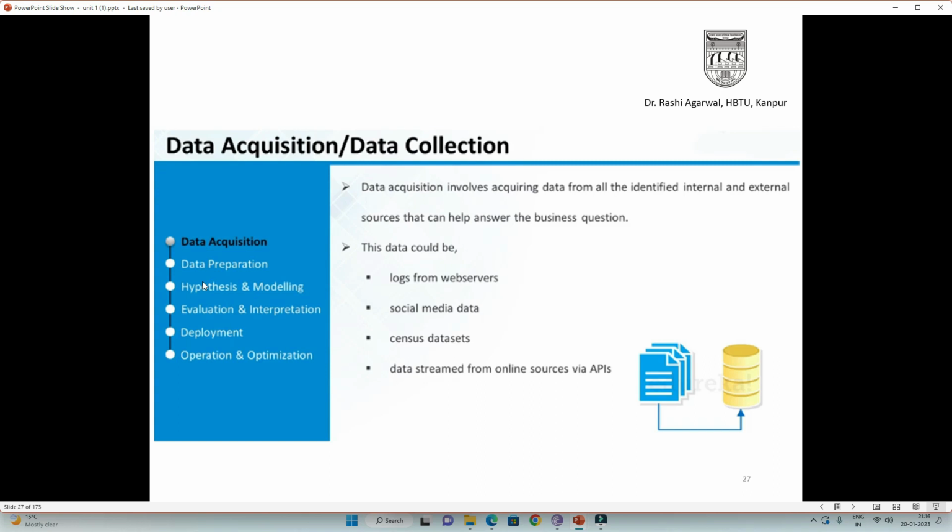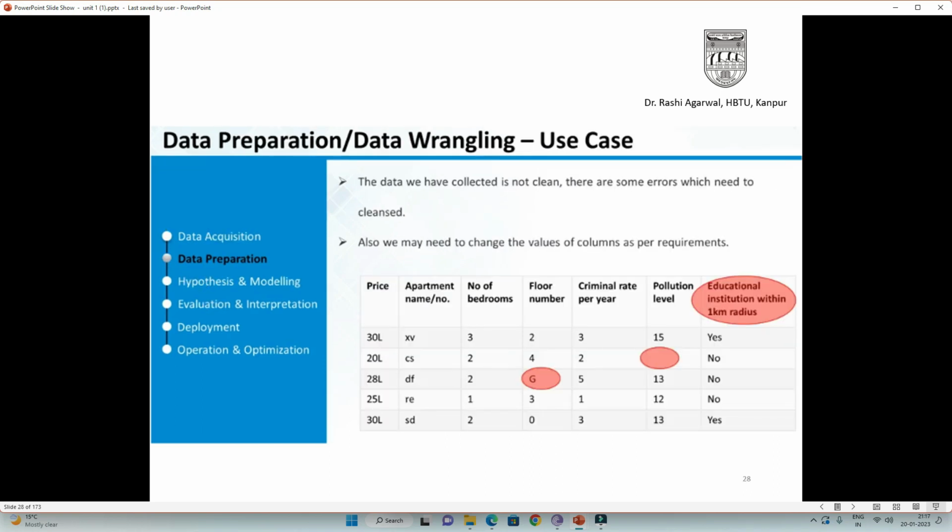So once my data is acquired, I need to prepare it. So data preparation, data wrangling is done. This is done when we have to clean the data.